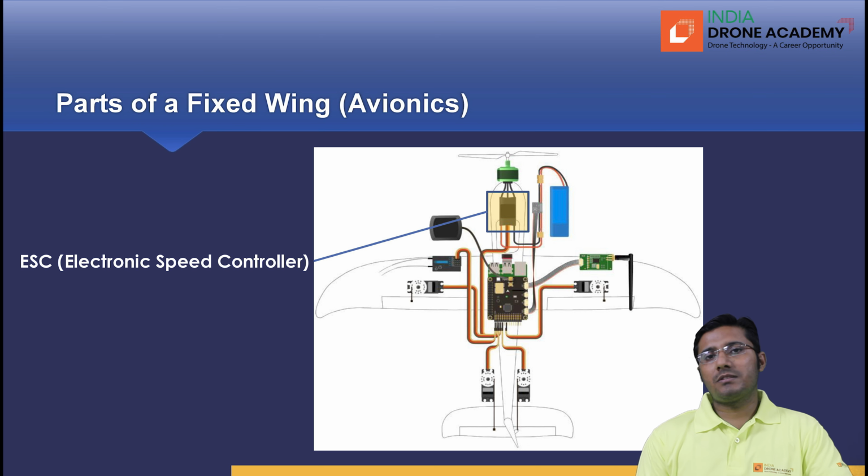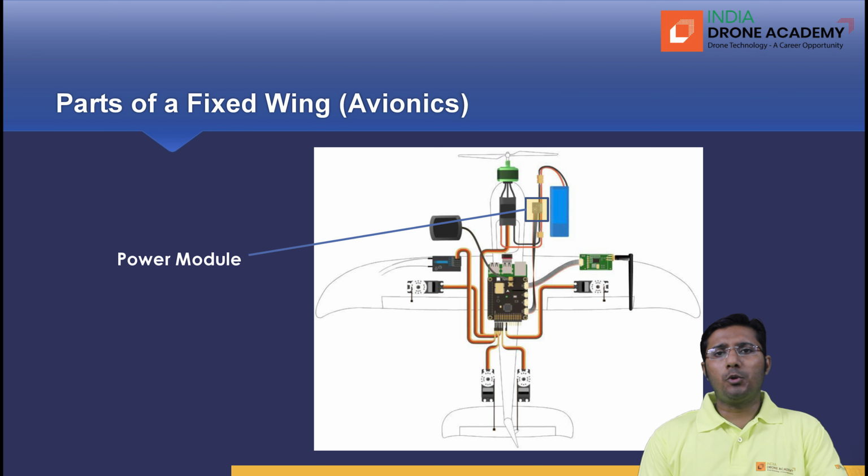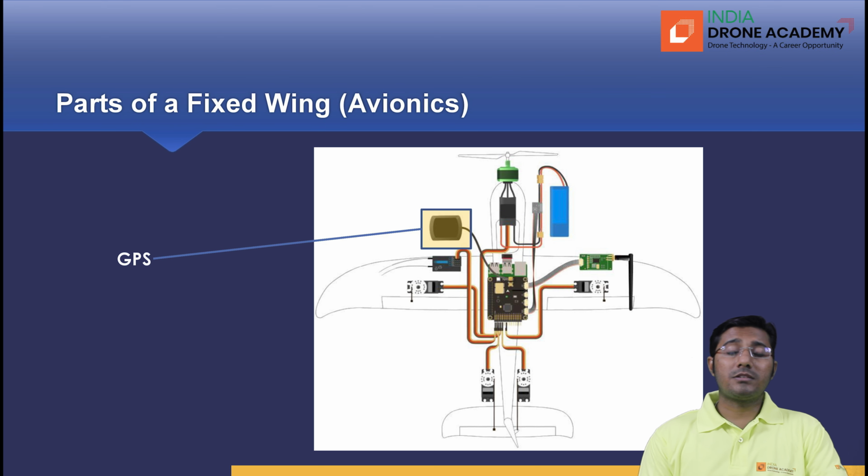This electronic speed controller, as I just said, is an important component, as it is the one responsible for the operation of BLDC motors. Next, we have a battery which supplies power to this fixed wing drone. One end of the wire connects to the battery through a power module. The other connection goes into the central unit, which is the flight controller here. The power module is there to regulate the voltage.